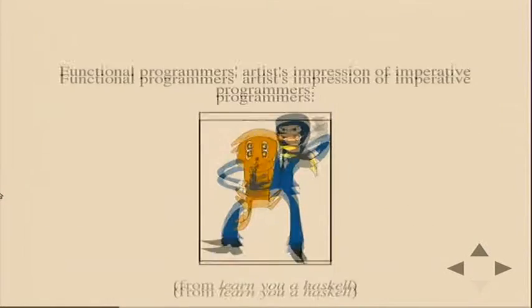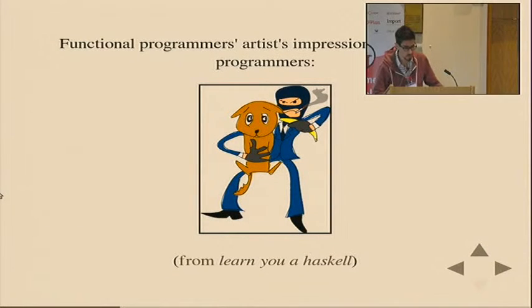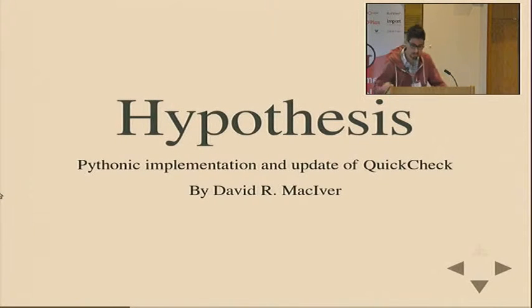Instead, just by the way, this is what functional programmers think of imperative programming. Anything could happen, according to them, including your dog getting kidnapped. So that's fine. We like Python. So let's delve into the kidnap dog world of Python, which is Hypothesis. This is a Python implementation of QuickCheck, and it also expands beyond QuickCheck a little bit.